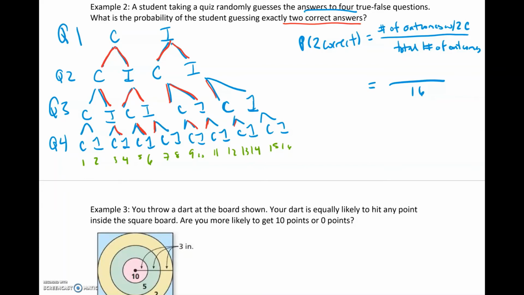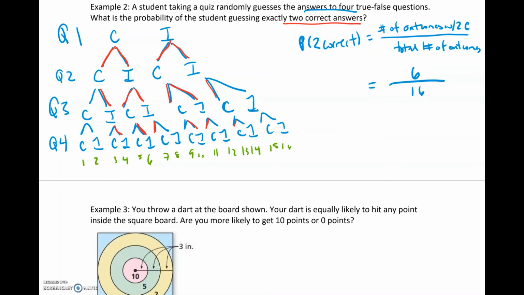So if I look at how many of these red paths I highlighted, remember, these paths connect all of them to create one outcome. C, C, I, I is one outcome, right? It's not 4 outcomes together, it's 1. C, I, C, I is 2. So I can count up those red paths, and I'm going to see I have 6. So my probability is 6 over 16.